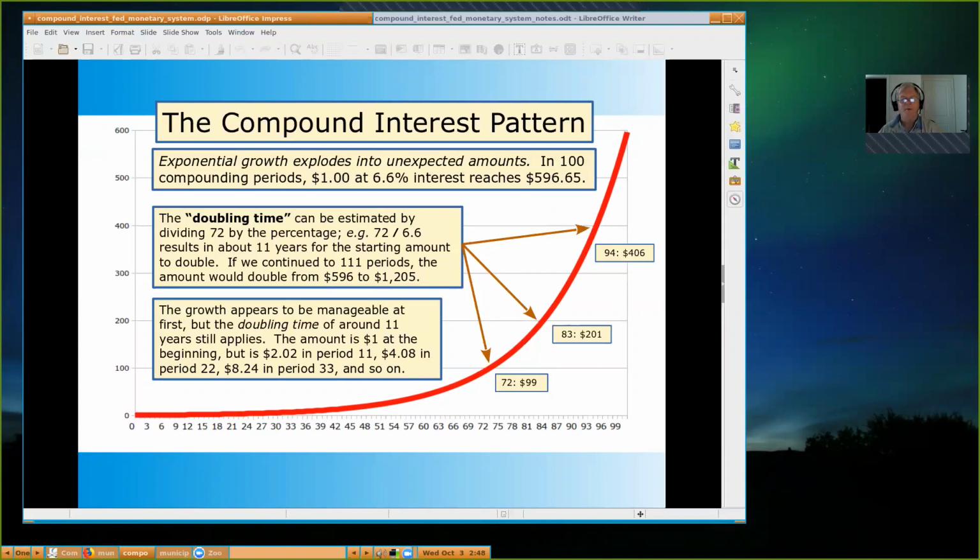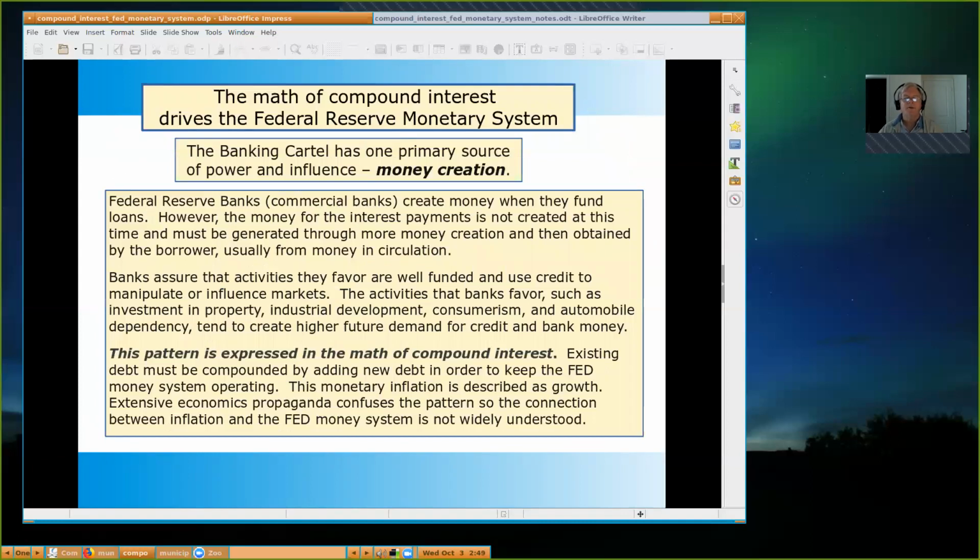And at 100 periods, the graph shows the $1 has risen to $596.65. And by period 111, it would be around $1,200. So that's the story of compound interest. It seems pretty innocuous in the beginning, and then it gets to be enormous amounts. So the point I want to make here is the math of compound interest drives the Federal Reserve monetary system.